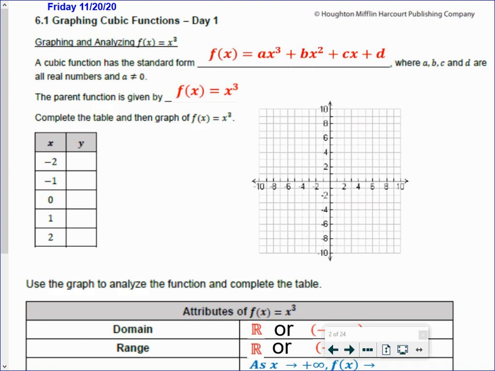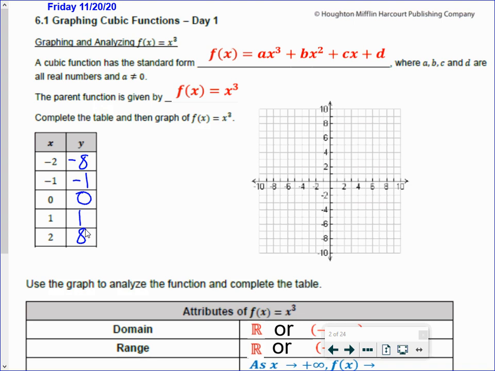Now we're going to complete this table and graph what it looks like. When x is -2, we put that into our parent function: -2 to the third power gives us -8. We put -1 into the parent function: -1 to the third power is -1. We put 0 in there: 0 cubed is 0. 1 to the third power is 1, and 2 to the third power is 8. So those are our points.